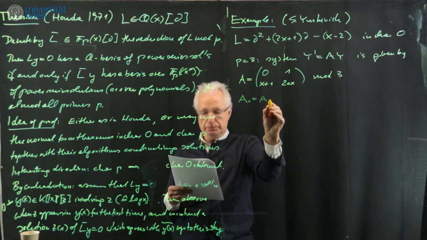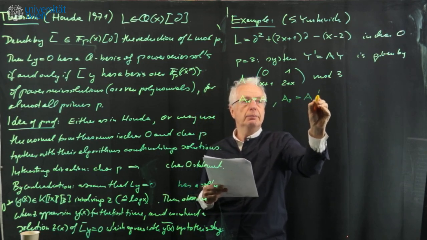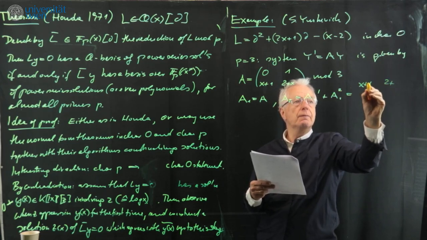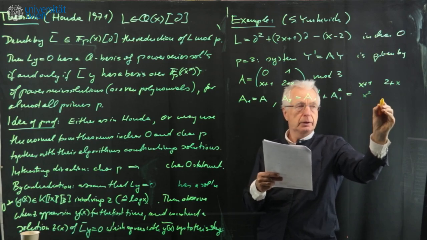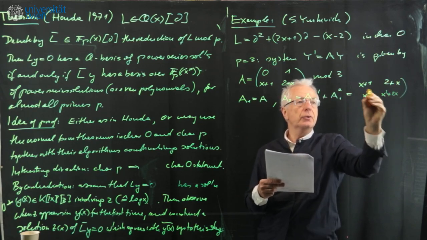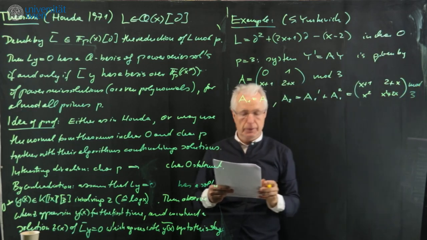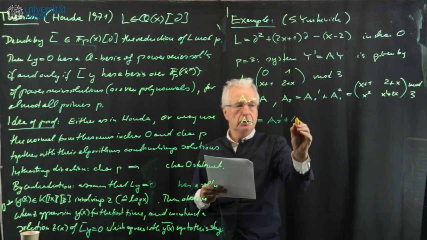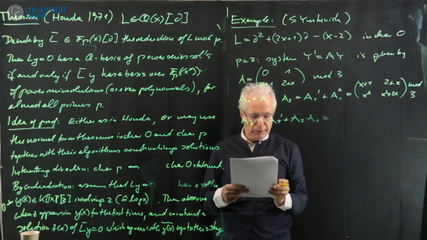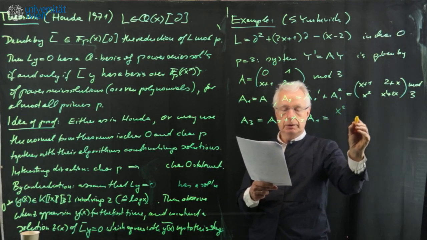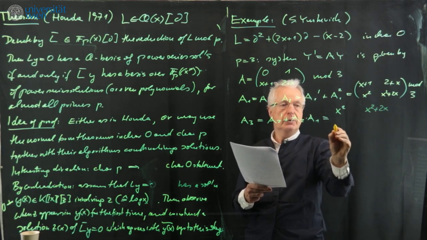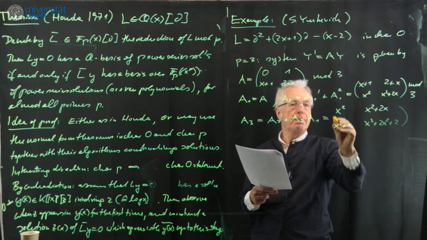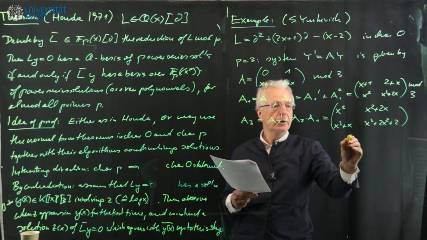A1 is A. A2 was A1 prime plus A1 squared. And you get x + 1, 2 + x, x squared, and x squared + 2x, again mod 3. And A3 is A2 prime plus A2 times A1. And here you will see that you get something which is non-zero: x squared + 2x, x cubed + x, and x cubed + 2x squared + 2. This is in terms of the matrix. This is a p curvature, so it is a 3 curvature.